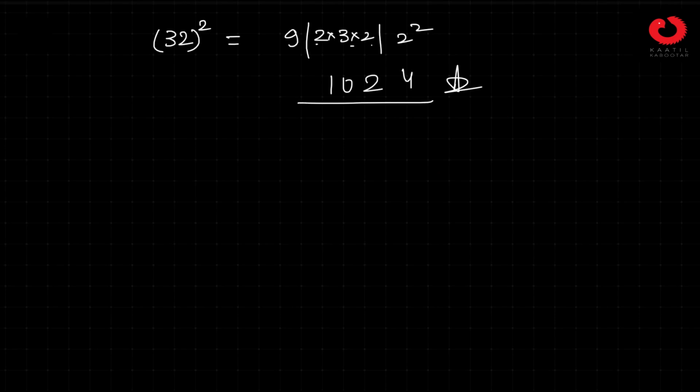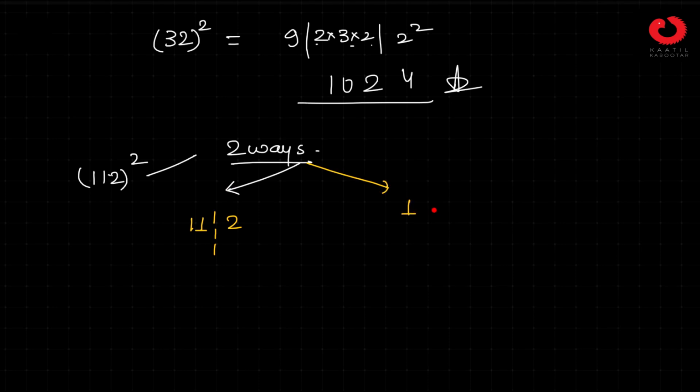Now second thing, can we apply this for bigger numbers? Yes, you can do that. Suppose a number is 112 whole square. You can do this in two ways. What are those two ways? One is you can make a partition like 1 | 12, and another partition you can make as 11 | 2. In the first you take 12 as b and 1 as a, whereas in the second you take 2 as b and 11 as a.